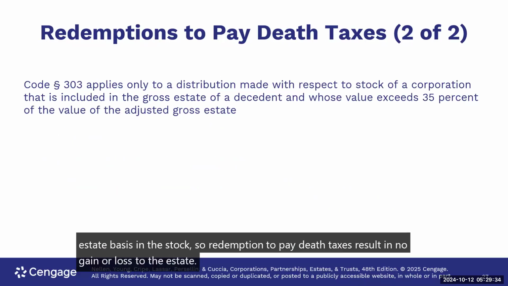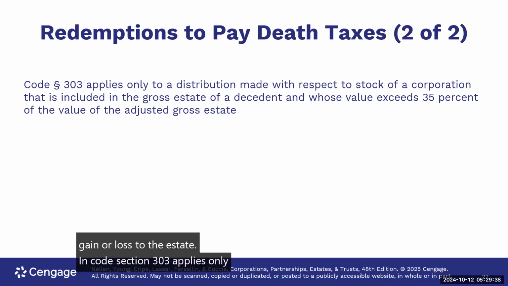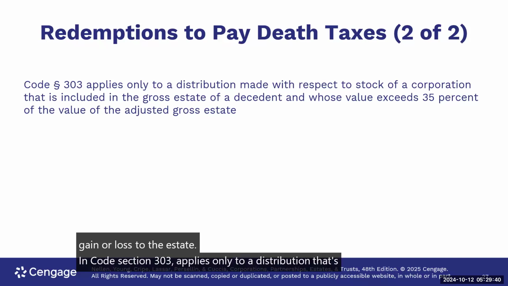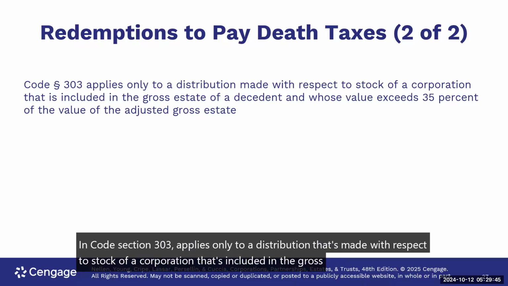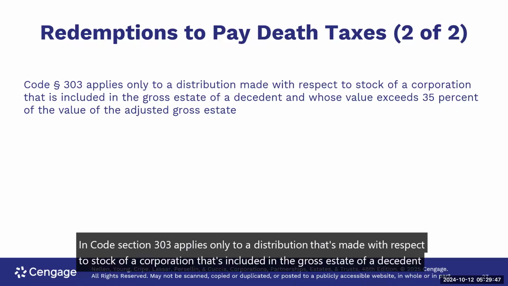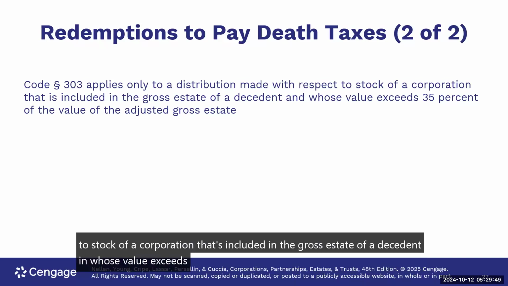Code Section 303 applies only to a distribution that's made with respect to stock of a corporation that's included in the gross estate of a decedent and whose value exceeds 35% of the value of the adjusted gross estate.